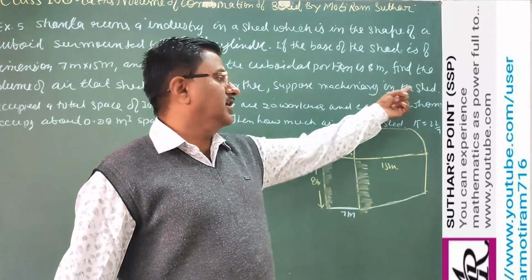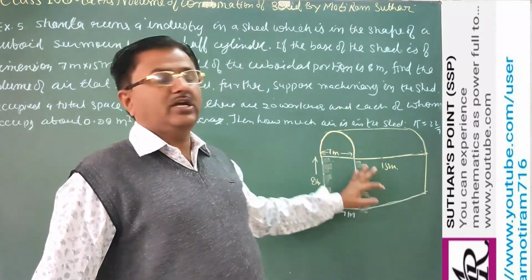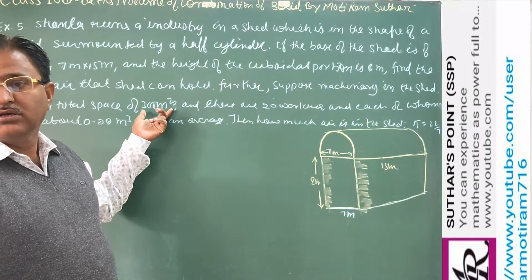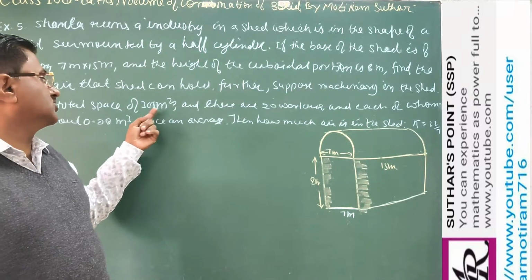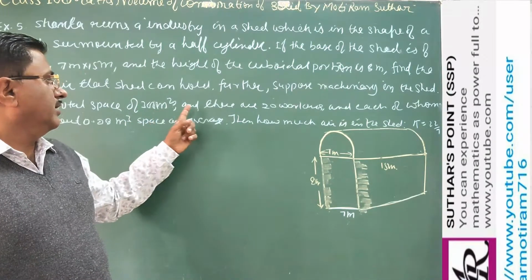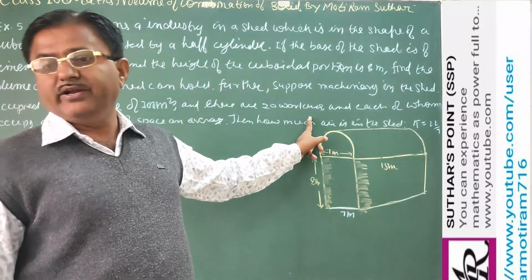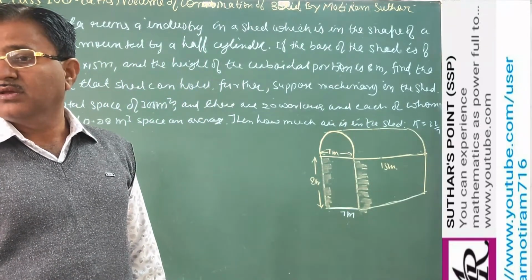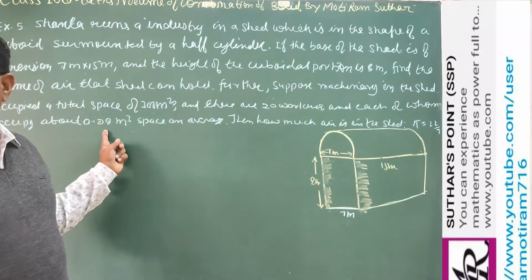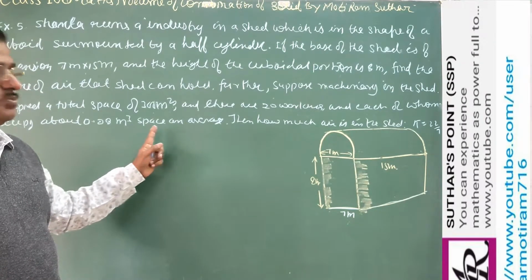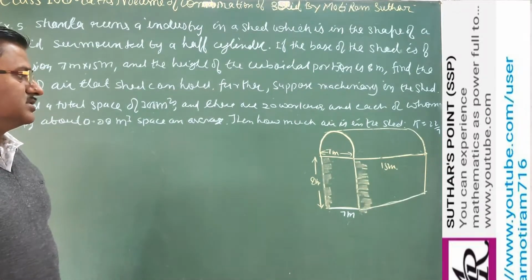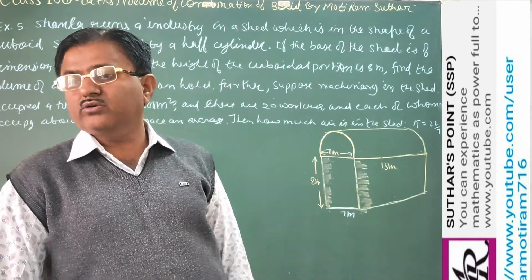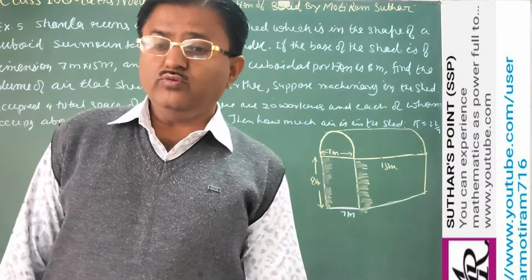Then further, suppose there is machinery in the shed, which occupies a total space of 300 cubic meter. So the space occupied by the machines is also given, that is 300 cubic meter, and there are 20 workers in the industry, each of whom occupies 0.08 cubic meter of space on average. Then find how much air is in the shed, and pi you can take as 22/7. Clear? So a very easy problem.